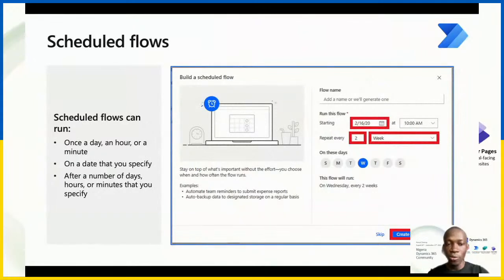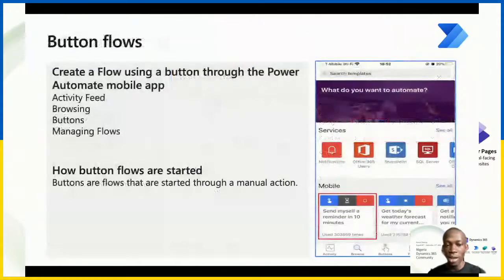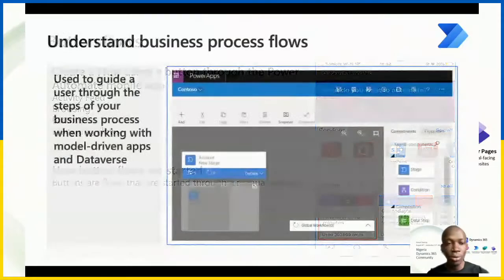So look at this scheduled flow that I can run like once a day, once in an hour or minutes. Basically, you can specify whichever manual action would fire the flow. I'm going to show that as well. So you have like create a flow using the button through the Power Automate mobile app. Activity feeds browsing. I'm going to show this overview.